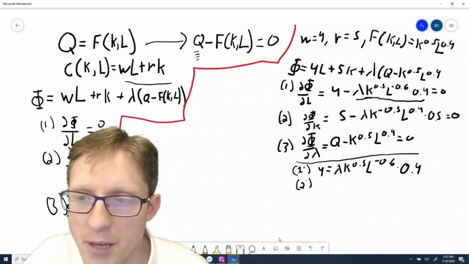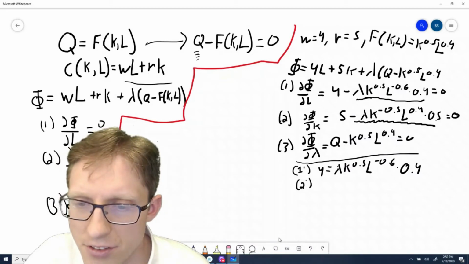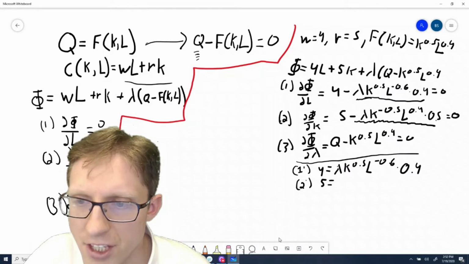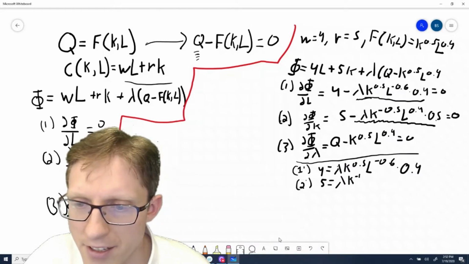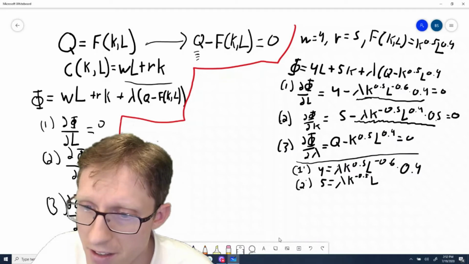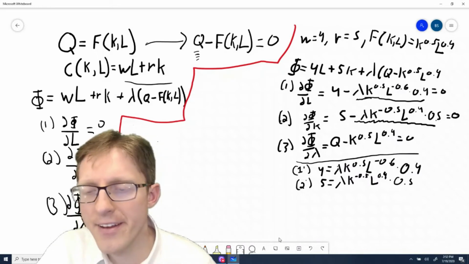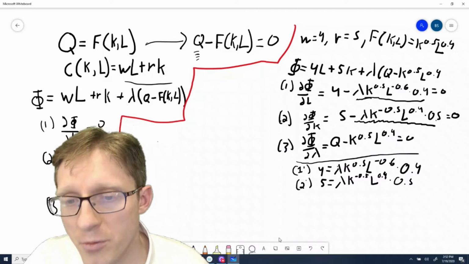we're going to do the same thing. I'm going to add this latter component to both sides, which gives us 5 is equal to lambda k to the minus 0.5 L to the 0.4 times 0.5. And now I'm going to use one of the solution tricks that we can use.